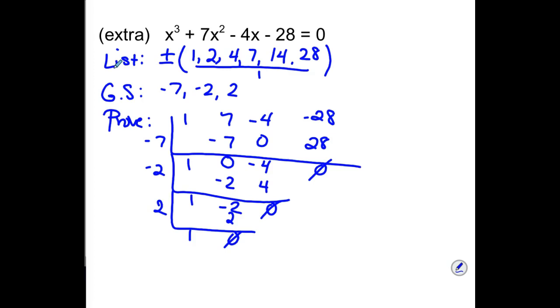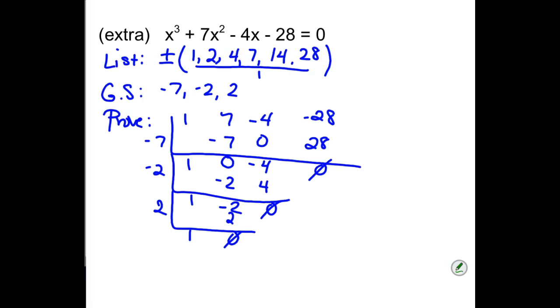Did anybody try a different method besides the list, graph, suggest, prove, 3-step process? Nobody? Look back at your original question. There are 4 terms to it, yes? What's our only factoring pattern that works for 4 terms? The grouping pattern is the one we know. So, could we factor by grouping?